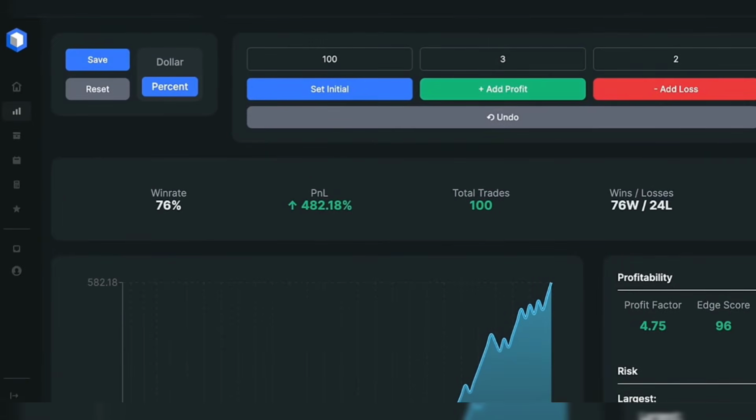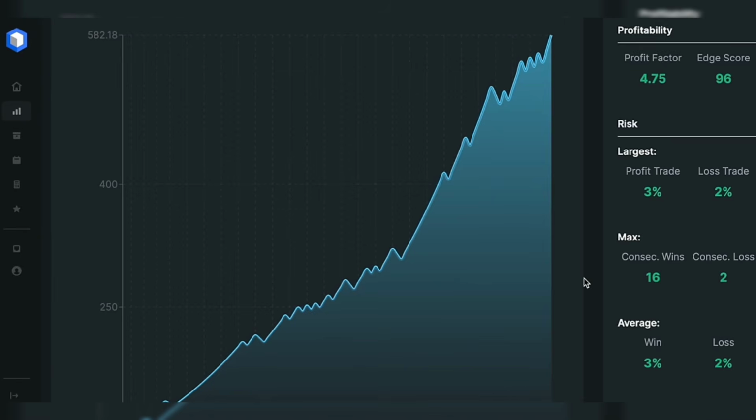Alright, right away we can see that the win rate has increased to 76%. The profit and loss is also looking really good. The profit factor is 4.75 and we had 16 consecutive wins against only 2 consecutive losses. So yeah, I'm really happy with these results. The strategy is definitely worth our time.